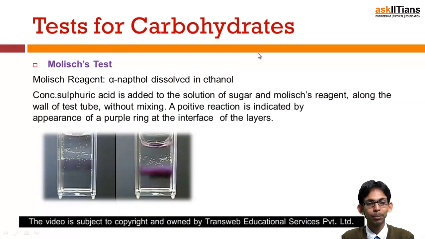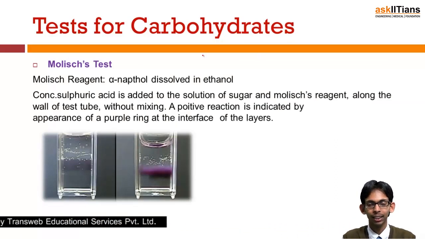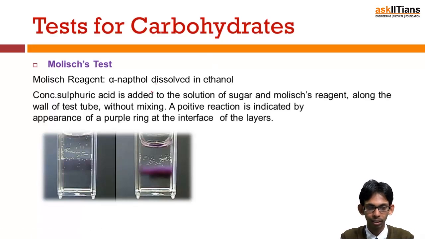Next, an important test is the Molisch test. So far we discussed physical tests. This is a chemical test which involves a chemical reaction. There is a Molisch reagent which is alpha naphthol dissolved in ethanol. Concentrated sulfuric acid is added to the solution of sugar and Molisch reagent. First, sugar is mixed with Molisch reagent, and to that sulfuric acid is added along the walls of the tube without mixing. A positive reaction is indicated by the appearance of a purple ring at the interface of the layers formed. So this indicates a positive Molisch test.